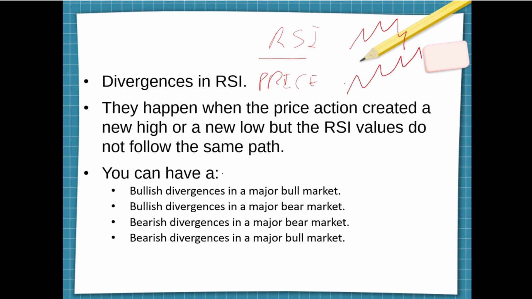That's a divergence. You can have a bullish divergence in a major bull market, a bullish divergence in a major bear market, a bearish divergence in a major bear market, and a bearish divergence in a major bull market. Most people will never tell you that, because most people don't know that. All bullish divergences are not the same. I hope that is clear, because that is what makes people lose money using RSI.